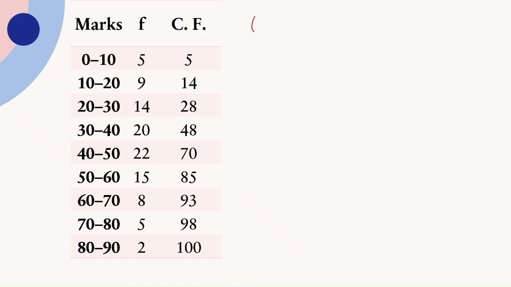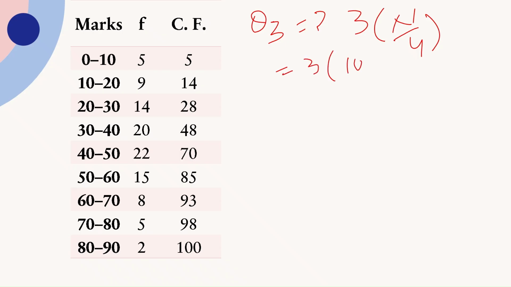Let's check the Q3 here. So Q3, same formula, 3 times n by 4. First we have to calculate this value, which is 3 times n by 4, which is equal to 3 times 100 divided by 4, which is equal to 75. The same pattern, we have to search this 75 in the cumulative frequency. 75 comes in this 85, and select this class.